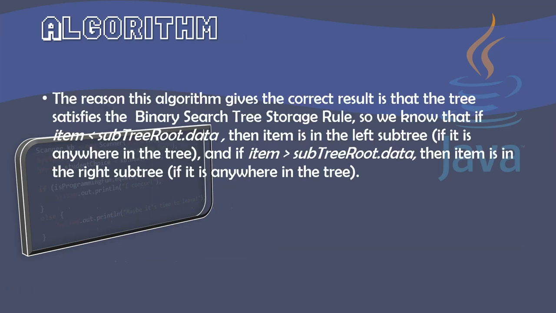So with the algorithm, remember, we're looking at recursive ones. The reason why the algorithm gives the correct result is that the tree satisfies the binary search tree storage rule. So we know that if the item is less than the subtree data, then the item has to be in the left tree, if it is anywhere in that tree. And if the item is greater than the subtree root data, then it has to be in the right subtree, if it is within that tree at all.